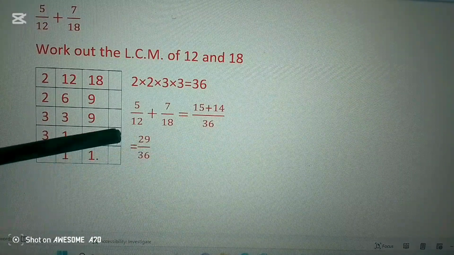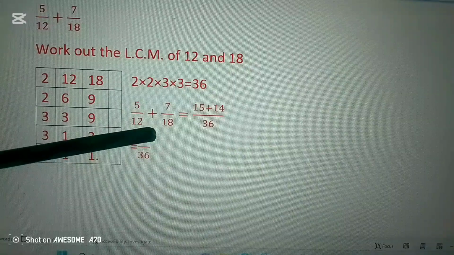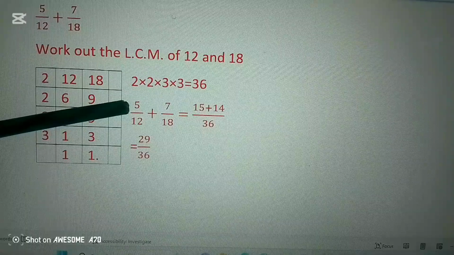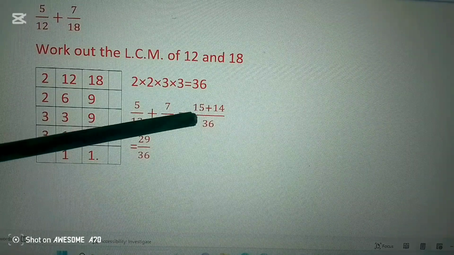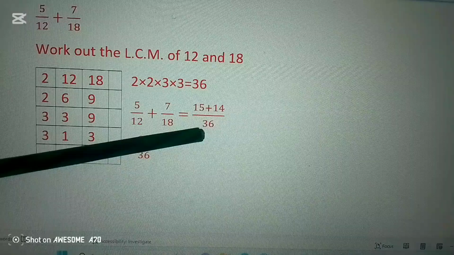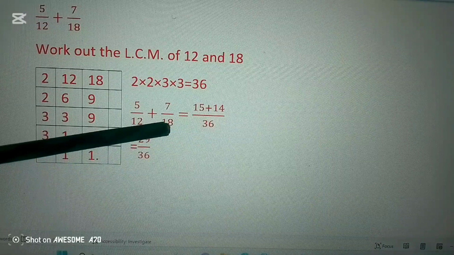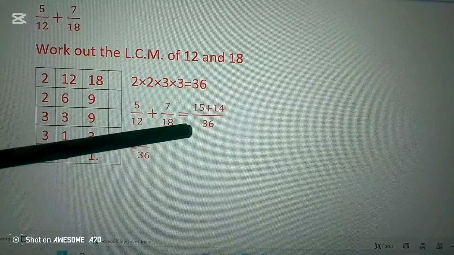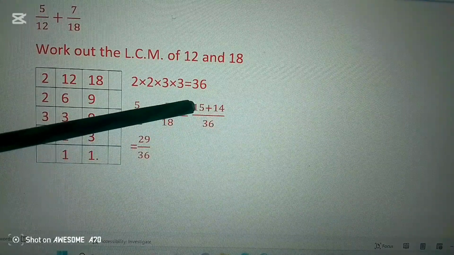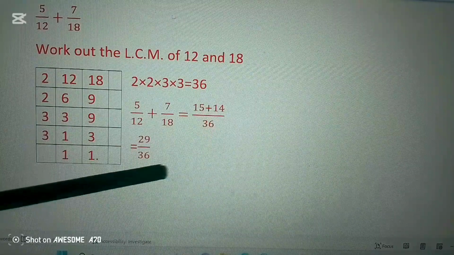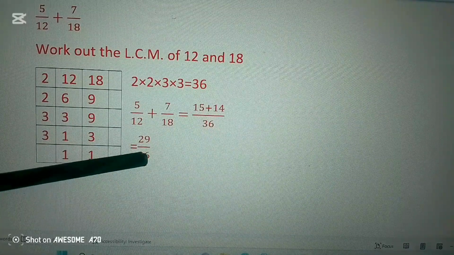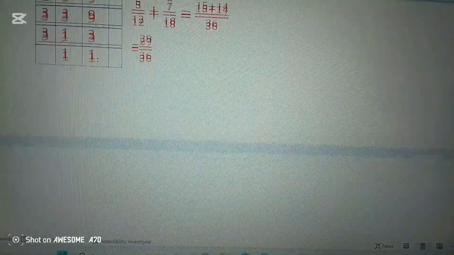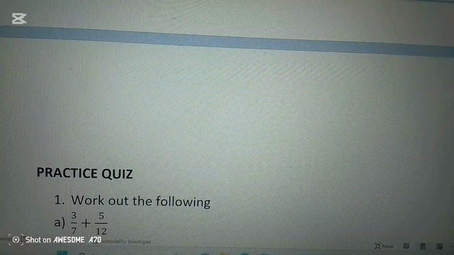36 divided by 12 is 3. 3 times 5 is 15. Plus 36 divided by 18 is 2. 2 times 7 is 14. 15 plus 14 over 36 is 29/36. Simple. And you are getting your free marks there. Those are free marks.